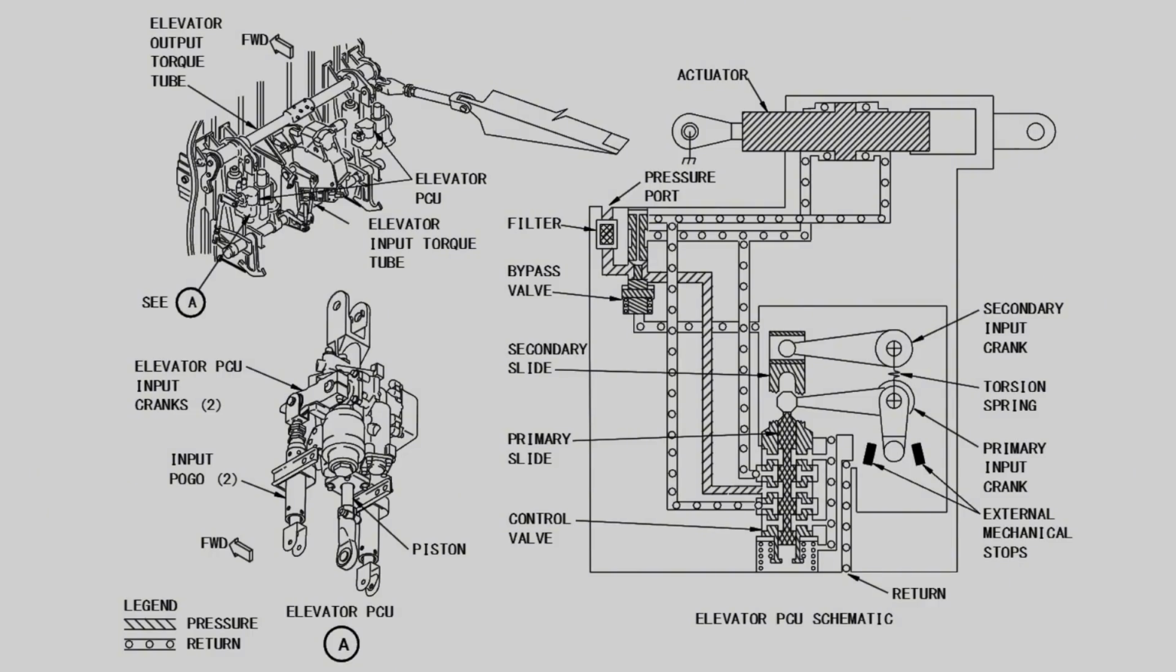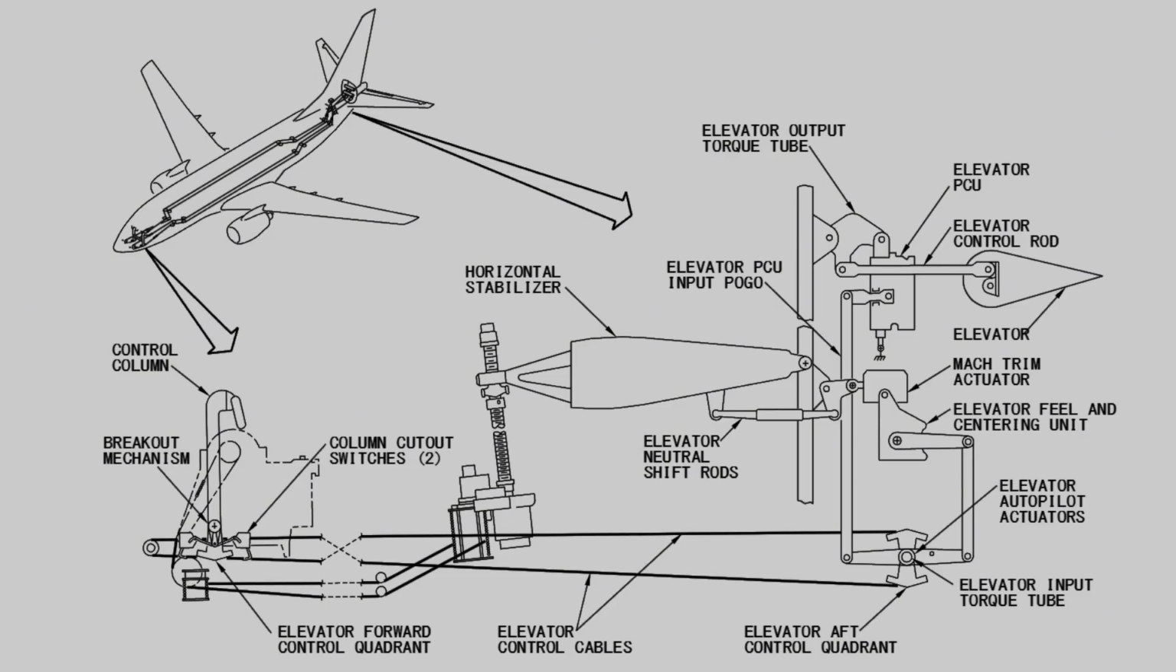A bypass valve will open and allow pressure. This will connect two sides of the actuator and prevent any kind of hydraulic lock. This also ties into the manual reversion portion. So let's say if you lose both of the PCUs, you can still move that elevator up and down.